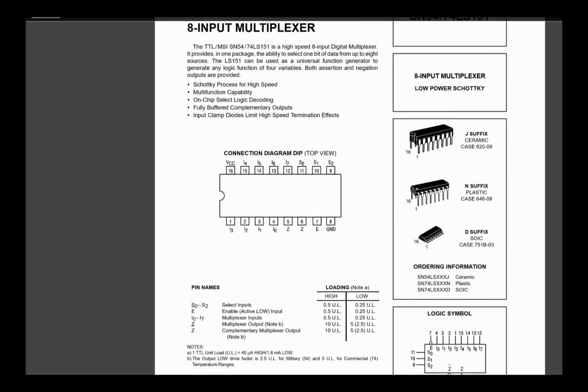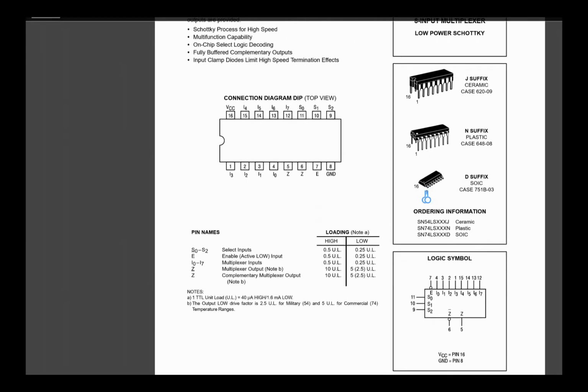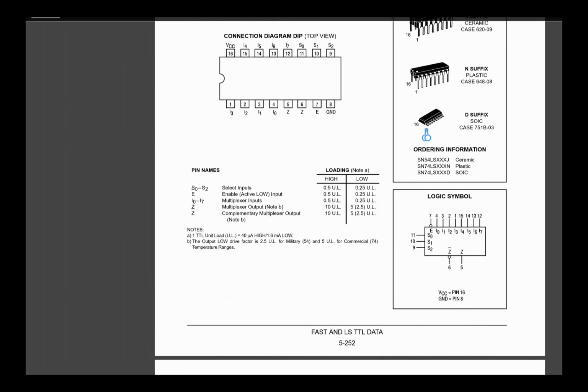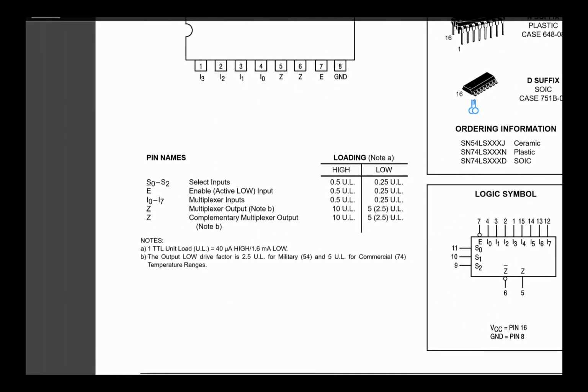So let's take a look at what the 151 is all about. It comes in various packages, a surface mount package and a DIP package. Here's a good little explanation of how it works. This is exactly like the example I described: we've got 3 select bits, S0, S1, and S2. We've got an enable, so you have to have a bit set low in order for the switch to operate. Then you've got 8 inputs coming in here, and then an output. They even give you the complement of the output as well as the direct output.